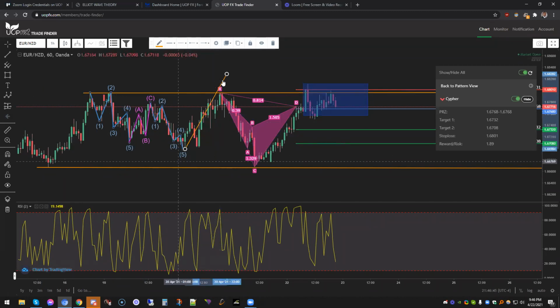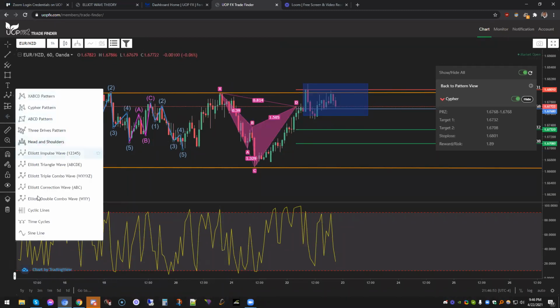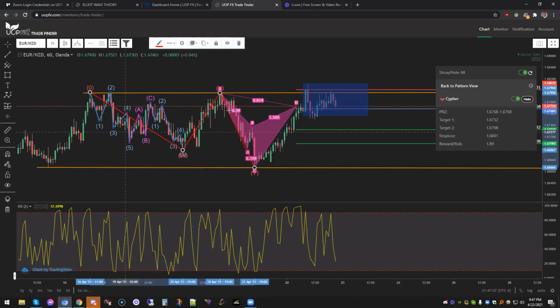So now, since this is a connector wave, I could look at this as, let me just use WXY. So this would be W. This entire 1, 2, 3 wave would be a W, and this would be an X, right? And this would be a Y. This would be a bigger 3-wave move.